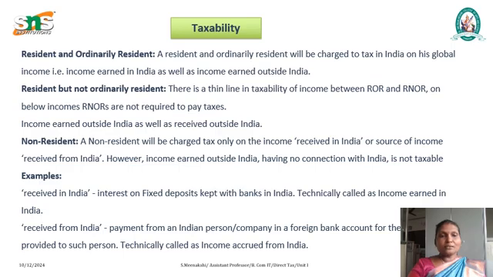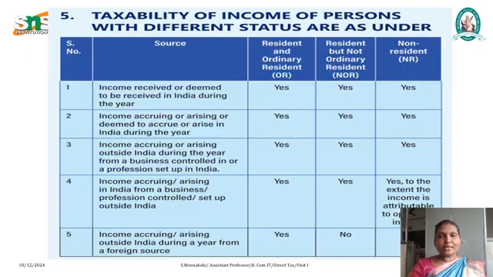Then taxability: a resident and ordinary resident will be charged to tax in India on his global income. For a resident but not ordinary resident, there is a thin line in the taxability of income between ROR and RNOR, and certain incomes are not required to pay tax. A non-resident will be charged tax only on the income received in India or the source of income in India. So these are the various taxabilities of income of persons with different statuses. This will be helpful for understanding the different categories of residential status of an individual.